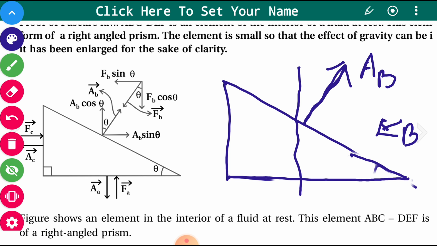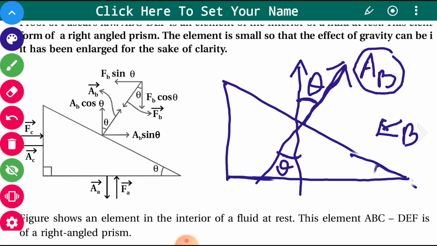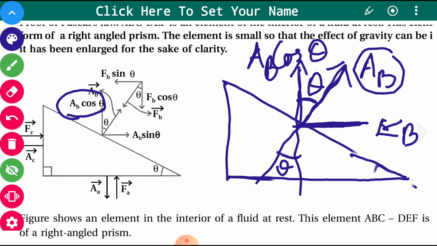Now here, as I have explained, this will make theta. So this will also make theta, because they are vertically opposite angles. Because this angle is theta, this must be theta. So the component of the area AB in this particular direction will be AB cos theta, which is shown here, and perpendicular to it, the component will be AB sin theta, that is shown here.